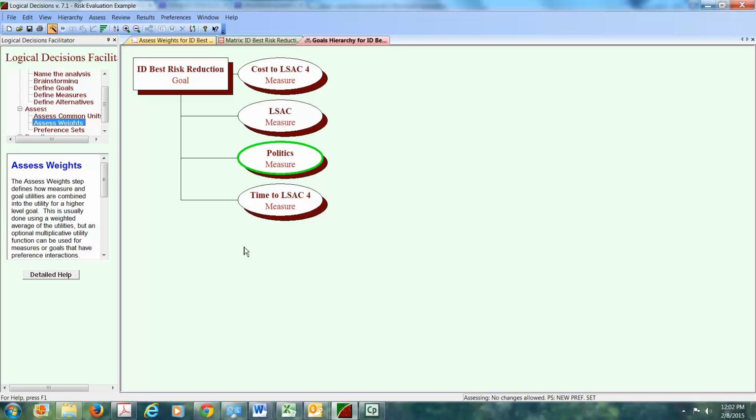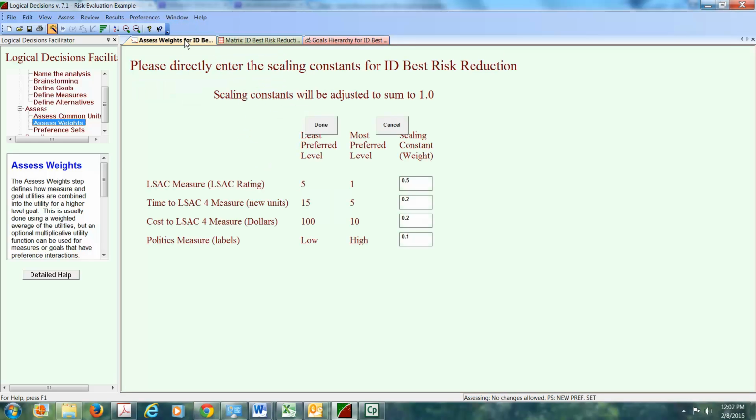Now the next thing that we need to do is someone needs to say, okay, which of these 4 measures is going to be most important in trying to identify that best risk reduction? So we have to assign weights. And here I've already done that.